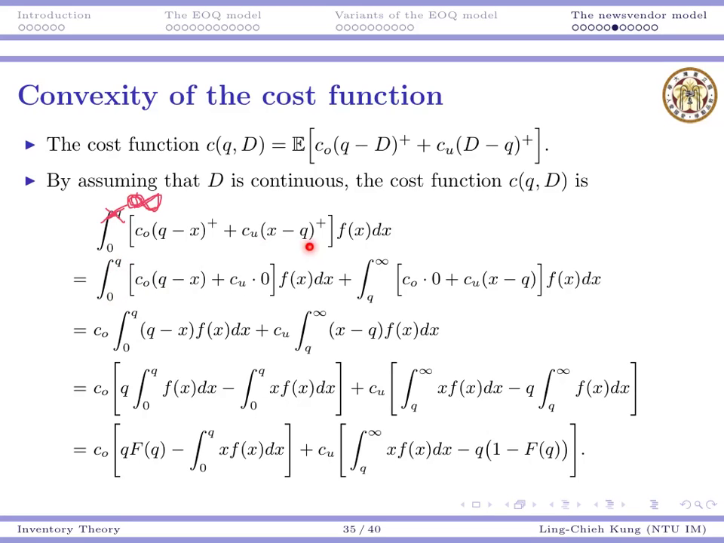In the first case, if X is within 0 and Q, we know the first term is positive and the second term is 0. Or in the second region, if X is greater than Q, then the first term is 0 and the second term is positive. So we move one step further. Here, we take CO outside, and take CU outside. We will get something like this.